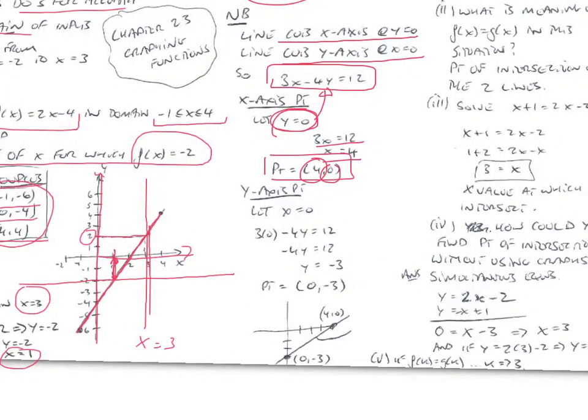And then we look for where it cuts the y-axis. So we let x equal 0 and put that into the equation. So we get minus 4y equals 12, y is minus 3. So when x is 0, y is minus 3. So 0, minus 3 and 4, 0 are the 2 points. That's the line we generate.